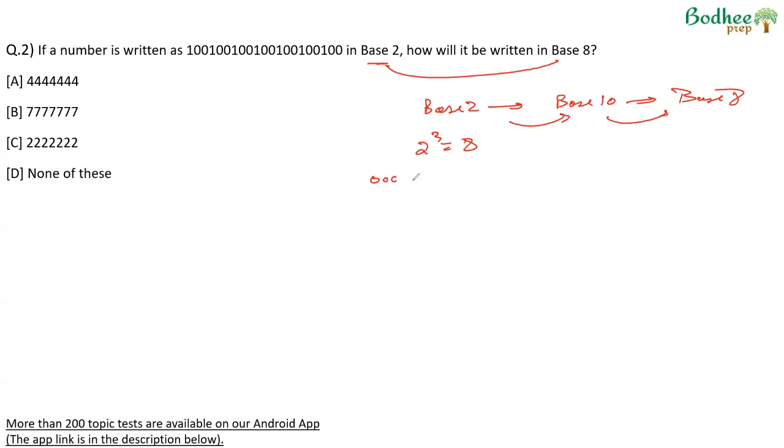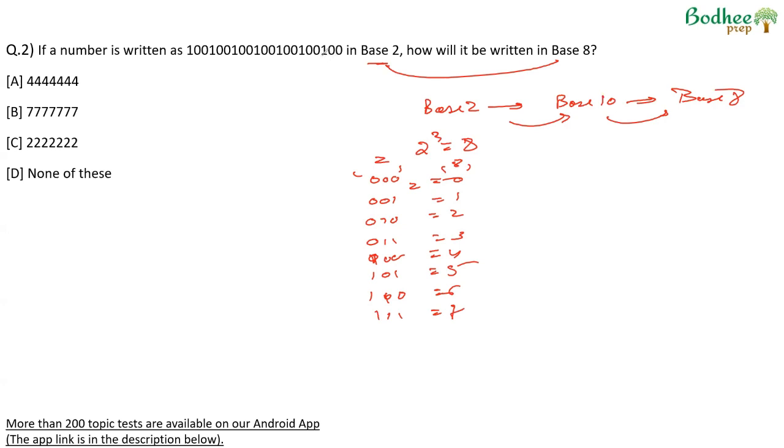That is 0, 0, 0 in base 2 will be 0 in base 8. 0, 0, 1 will be 1. 0, 1, 0 will be 2. 0, 1, 1 will be 3. 1, 0, 0 will be 4. 1, 0, 1 will be 5. 1, 1, 0 will be 6. 1, 1, 1 will be 7. The moment we use 3 complete digits in base 2, that covers one complete digit in base 8.